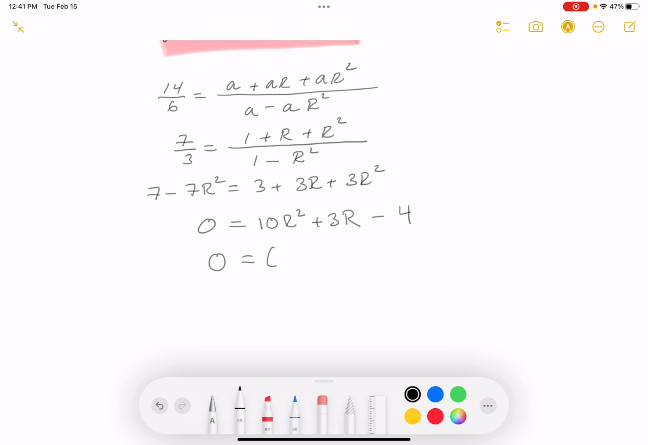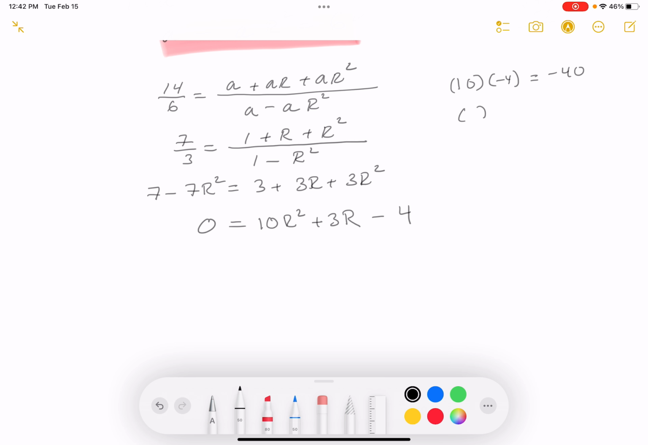Oh, boy, that looks like a tough one, doesn't it? And let's take a look at that. Let's take a look. 2R, 5R. Oh, you know what? Let's use AC rule. I haven't done that in a while, right? So let's take a look at that. 10 times minus 4. That's going to be minus 40.